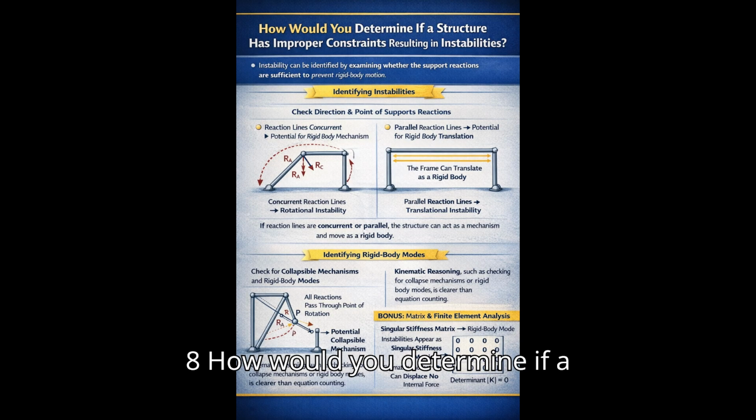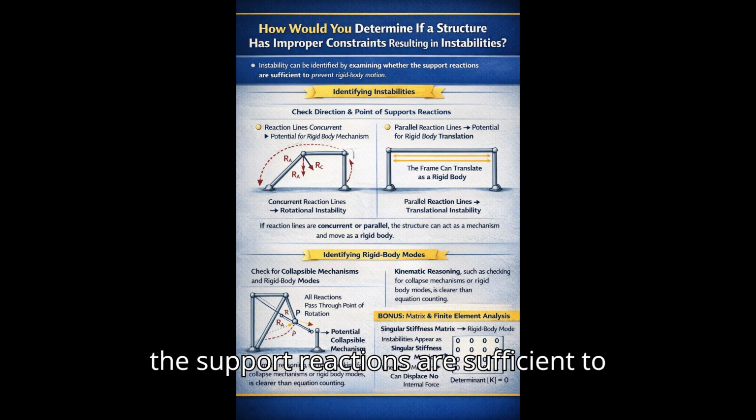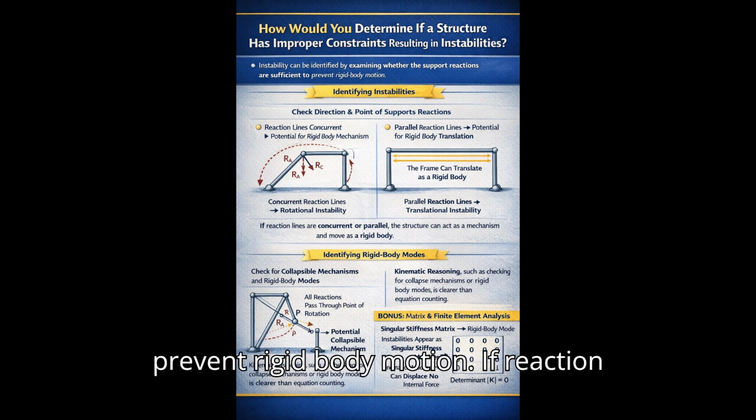8. How would you determine if a structure has improper constraints resulting in instabilities? Instability can be identified by examining whether the support reactions are sufficient to prevent rigid body motion.